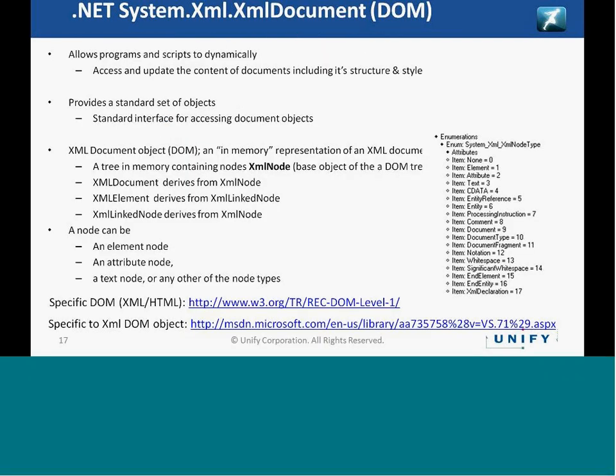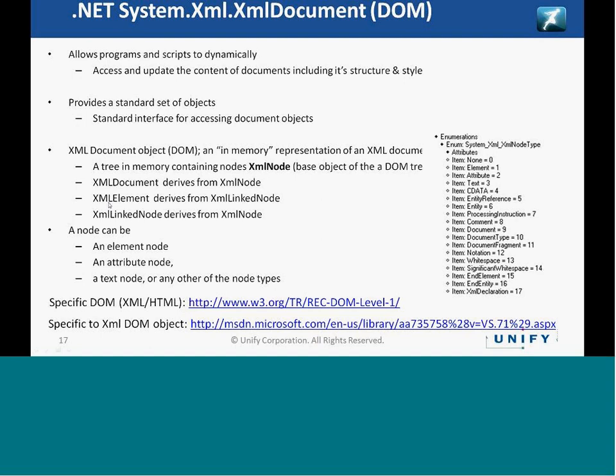Now that we talked about how to generate the interface so that we are able to use objects and interfaces from System.Xml, we're going to talk about DOM here. So what is DOM? It allows programs and scripts to dynamically access and update the content of a document, including its structure and style. It provides a standard set of objects, a standard set of interfaces, for accessing document objects.